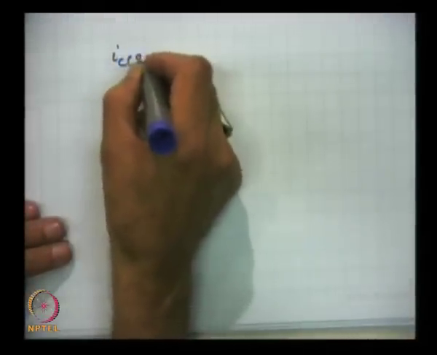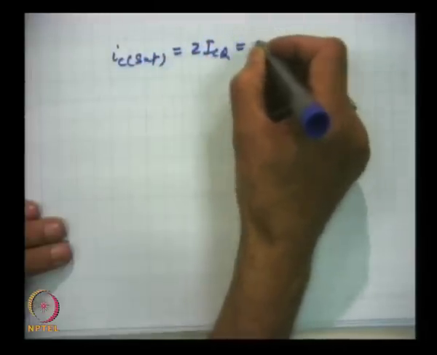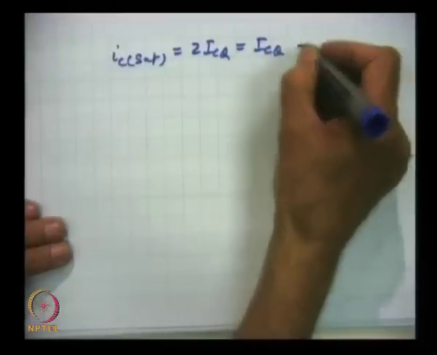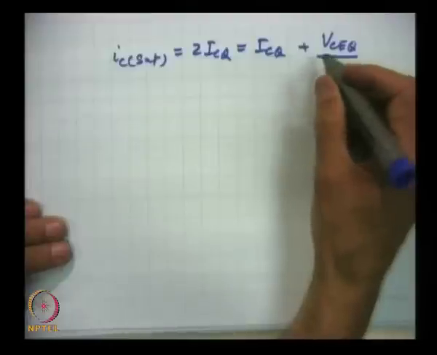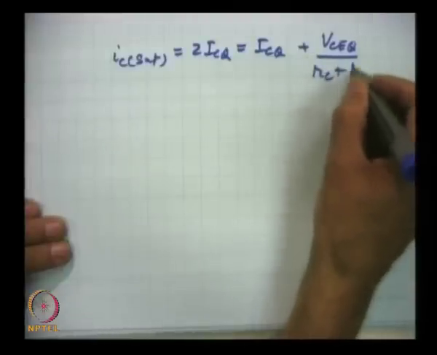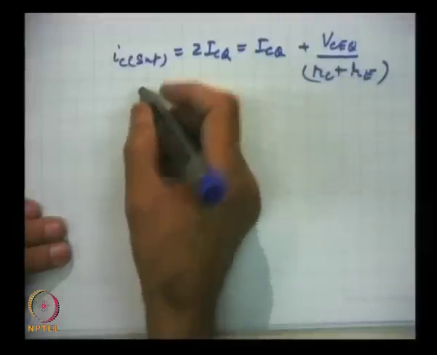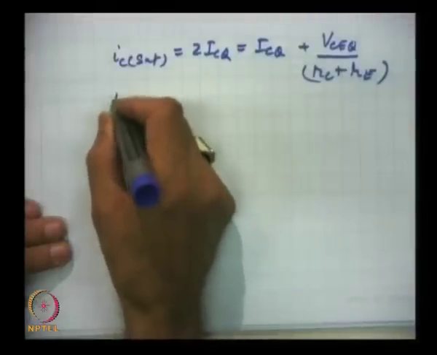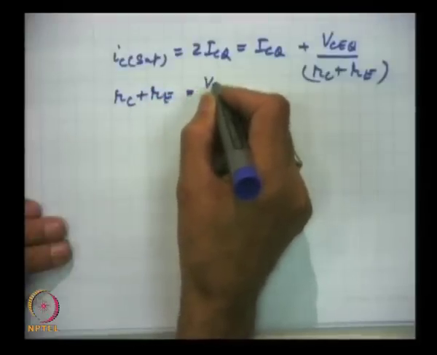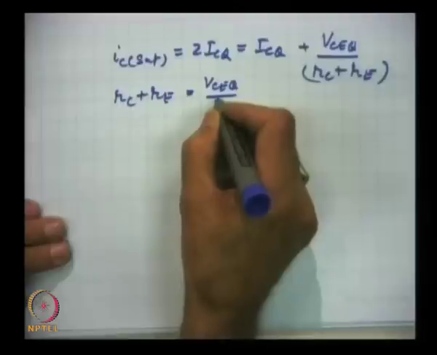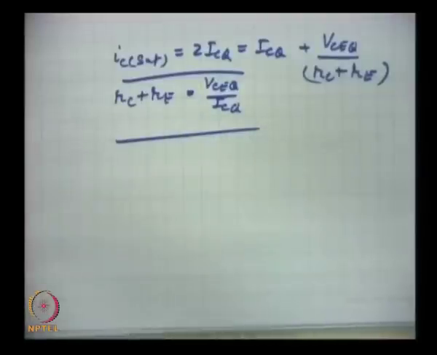So IC set equal to 2ICQ, which is equal to ICQ plus VCEQ by RC plus RE. And from here we get the simple relation that RC plus RE should be equal to VCEQ by ICQ. If this condition is met, what does this condition say?